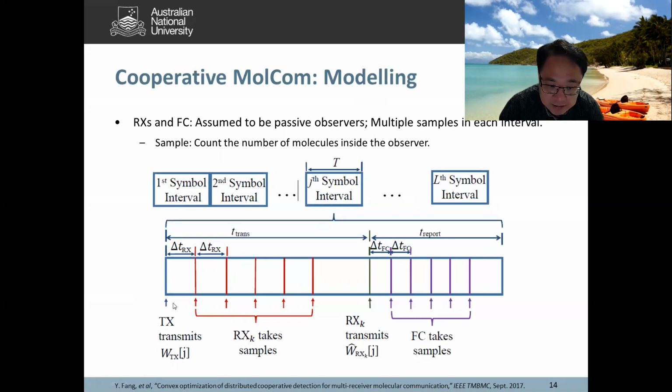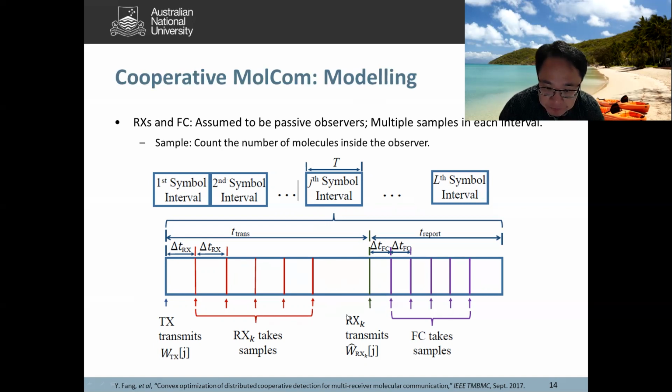At the beginning of this interval, the transmitter transmits a symbol. We call it W transmitter J. And then the receiver will take different samples after the transmission, and then it will make a decision. We call the duration from the transmitter transmitting the signal until the receiver transmits its own signal T trans.